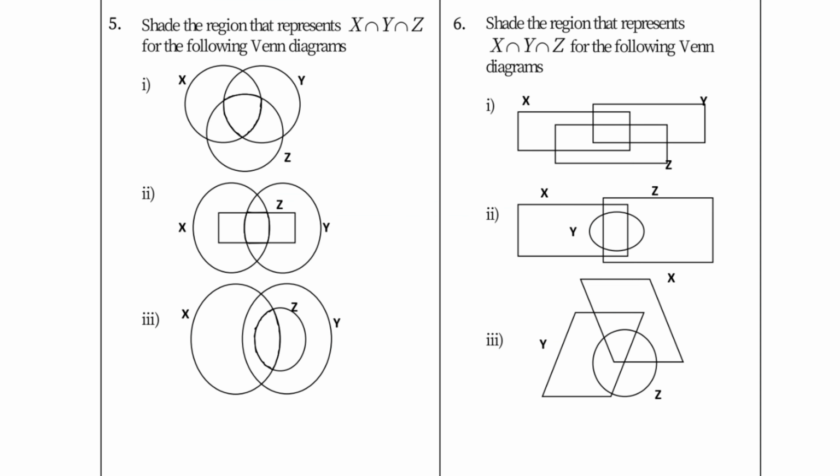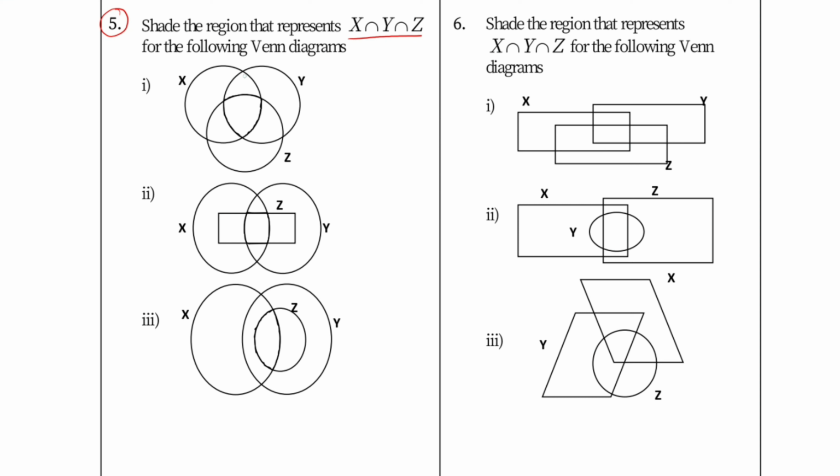Alright, this one is your module. Refer to your module. I will show you an example of how to shade the region that represents two or more intersections. For example, refer to this question, question 5. You want to represent X intersection Y intersection Z. So how to represent that region?